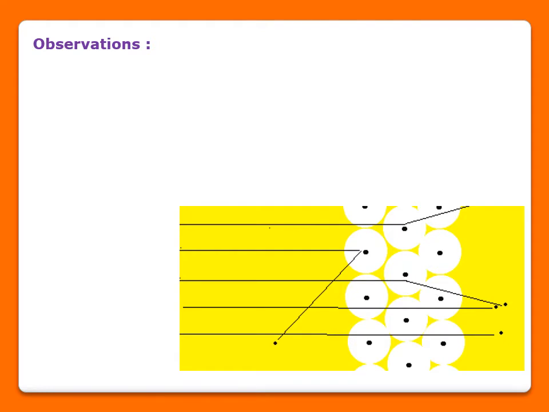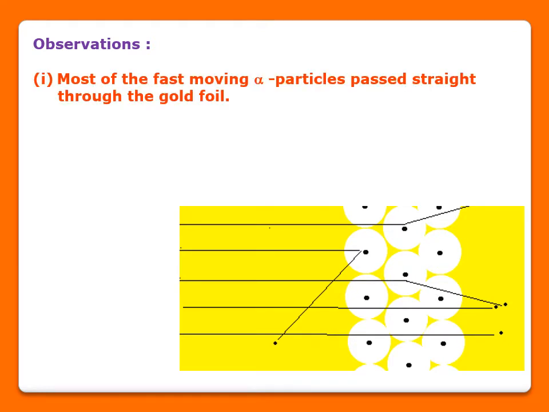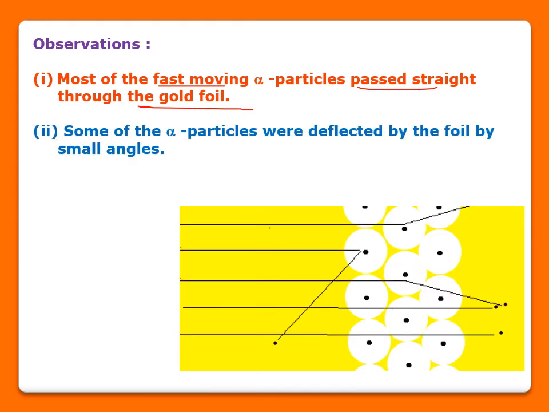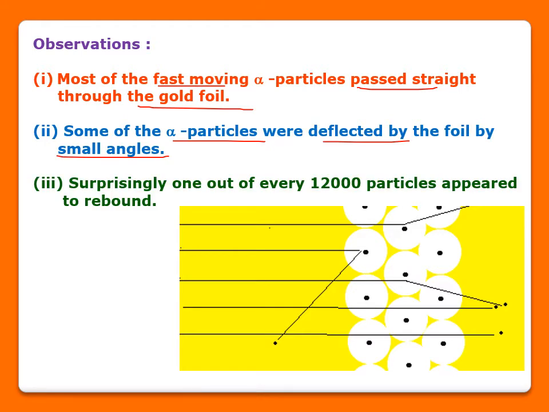So what were the observations made by Rutherford? His observations were, the first one is, most of the fast moving alpha particles passed straight through the gold foil. Okay, this is the first observation. The second observation is, some of the alpha particles were deflected by the foil by small angles. And the third observation was, one out of every 12,000 particles appeared to rebound. These are three very important observations made by Rutherford during his experiment.